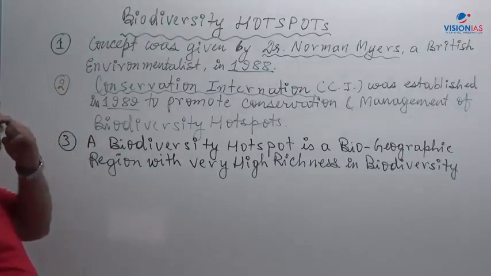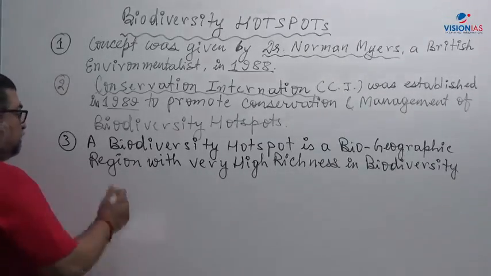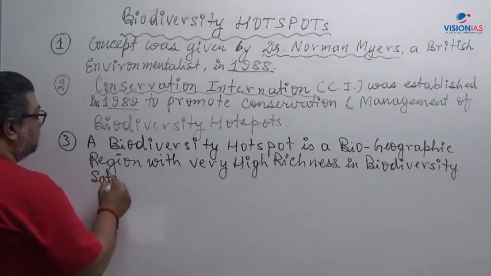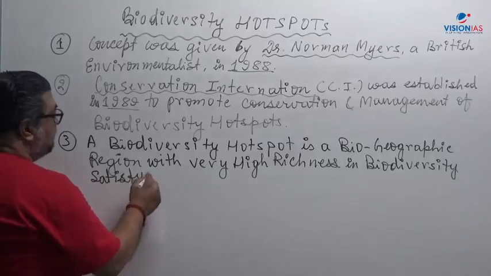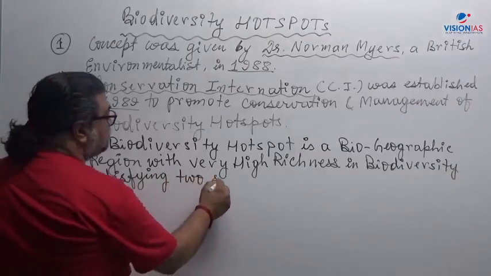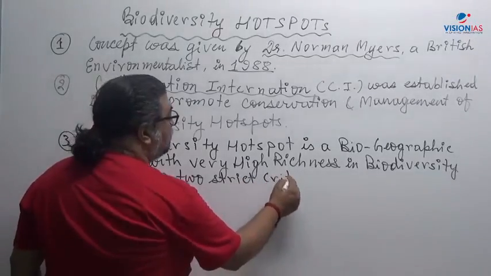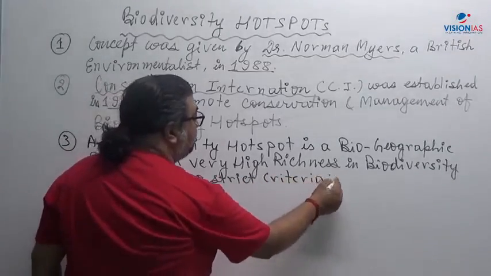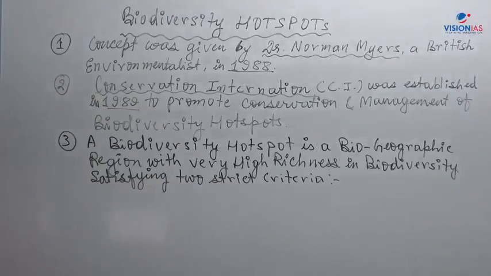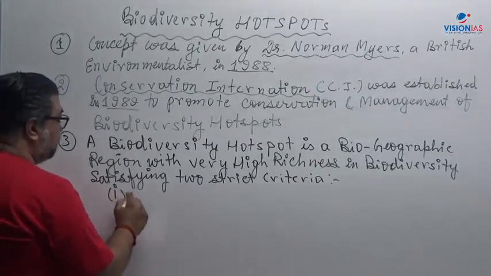So a biodiversity hotspot is a biogeographic region with very high richness in biodiversity, satisfying two strict criteria. It has to meet these two strict criteria. If these two strict criteria are satisfied, then only we call it a hotspot. Now what are those criteria? The first criterion is called endemism.